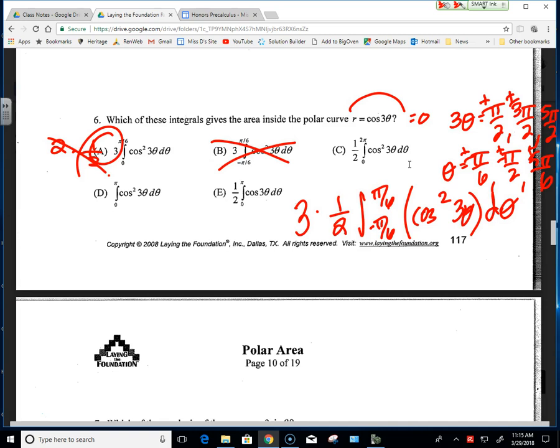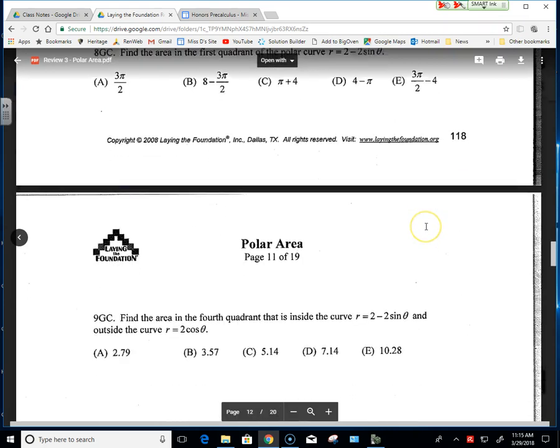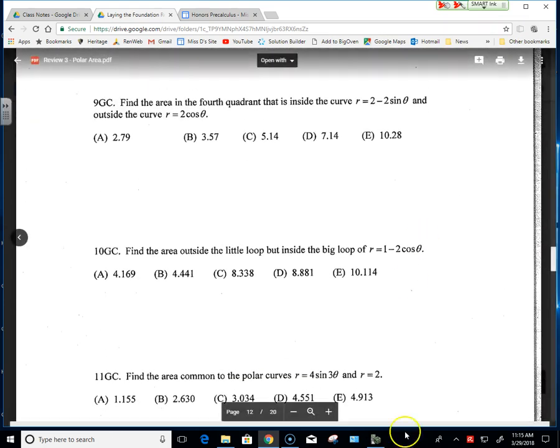Okay, number 9. Was graphing calculator.